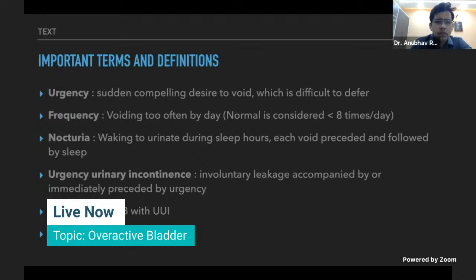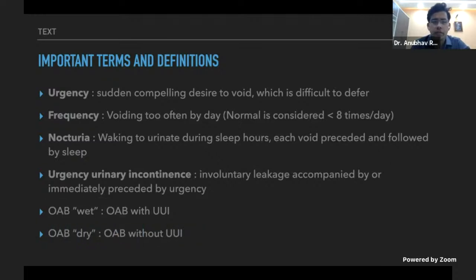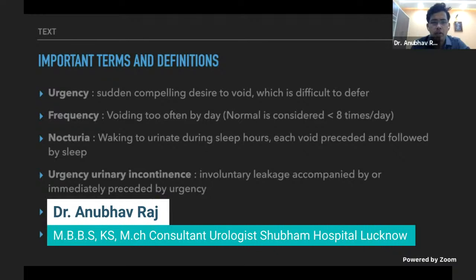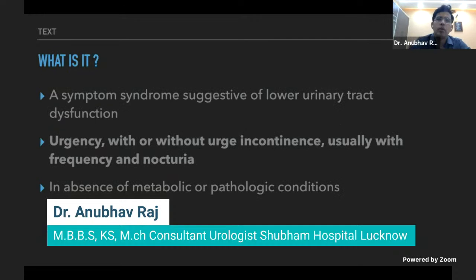Urinary incontinence is involuntary leakage accompanied by or immediately preceded by urgency. So the patient has an urgency and cannot defer this feeling, and before he can reach the washroom, he has involuntary leakage of urine. So OAB, that is overactive bladder, we can either call it wet, where the patient is having leak of urine, or, if the patient has urgency but is able to avoid incontinence, we label that as OAB dry.